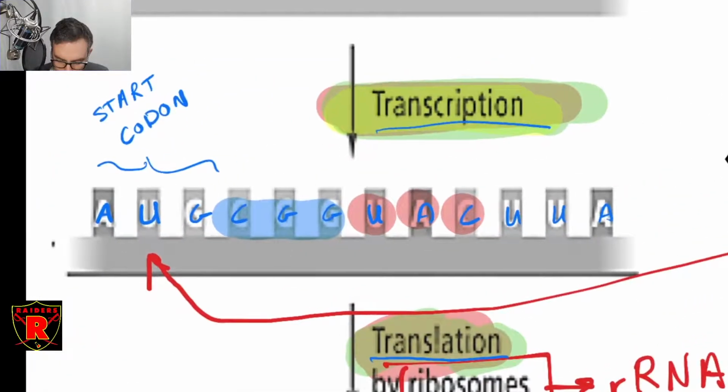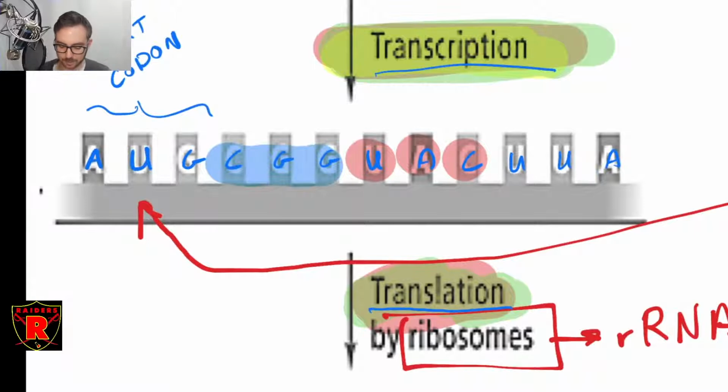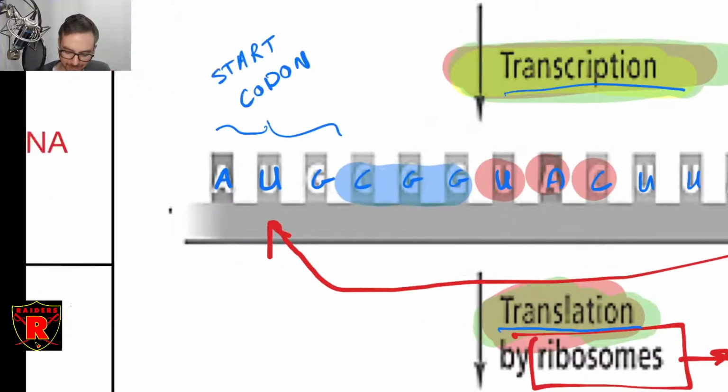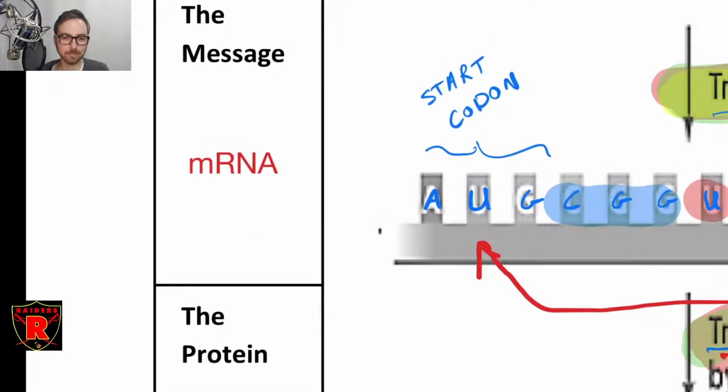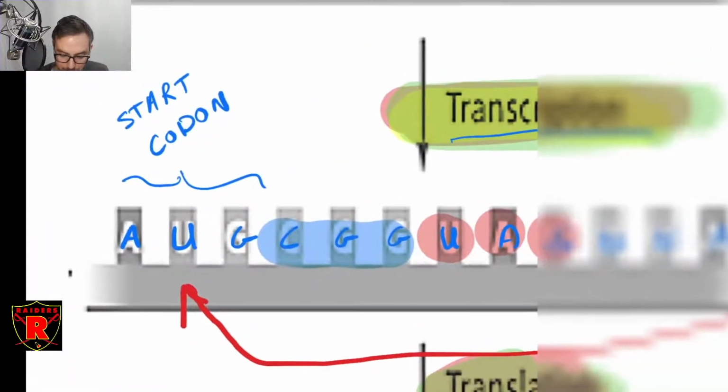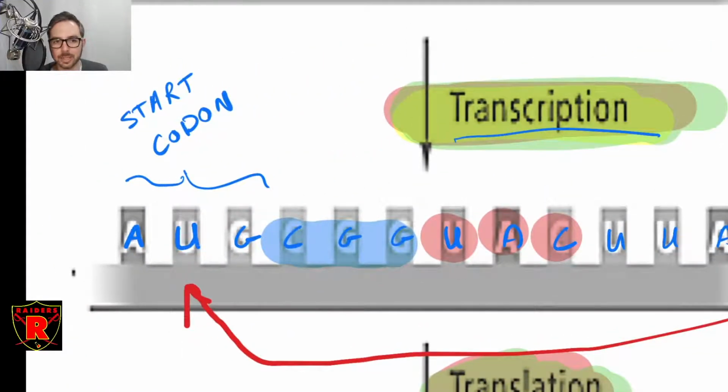Okay, so now we've got this message: AUG, CGG, UAC, UUA. That is mRNA. We've made this messenger, and it still has a start codon at the beginning. That is the codon that says beginning of protein, build here. But now in mRNA, the start codon looks a little bit different because it's been translated into mRNA. Now it's AUG instead of ATG. So it's the same codon, but it's what the codon looks like in RNA. It looks like an AUG.